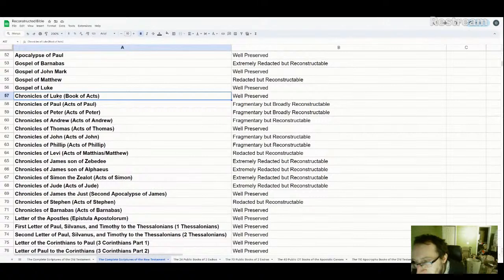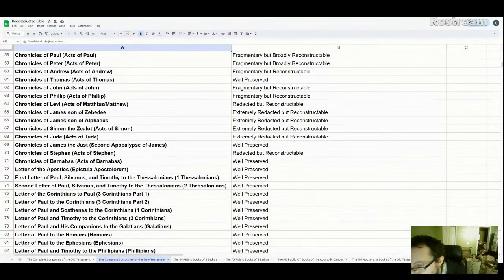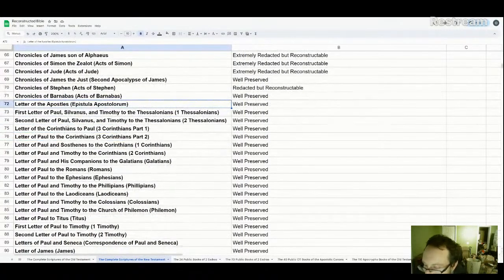So I call them Chronicles instead of Acts. But so you have Book of Acts, Acts of Paul, Acts of Peter, Andrew, Thomas, John, Acts of Philip. Then you have the various other lesser Acts, Acts of Matthias/Matthew, the Acts of James, son of Zebedee, Acts of James, son of Alphaeus, then Simon the Zealot, and Jude. Then you got Second Apocalypse of James, Acts of Stephen, Acts of Barnabas, the Letter of the Apostles, part of the Ethiopian Bible. Then just the letters of Paul.